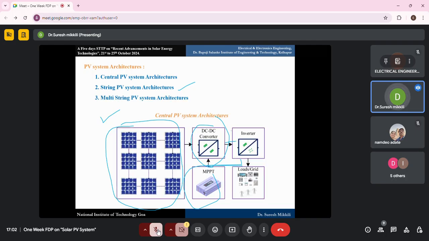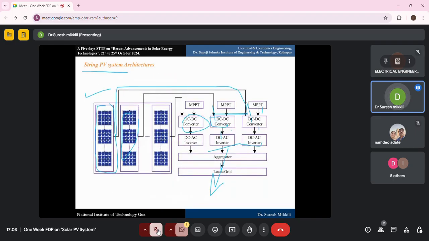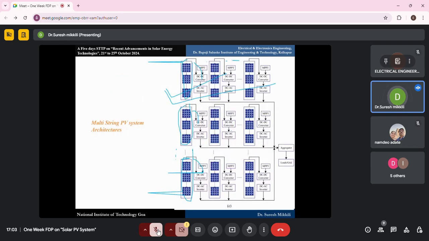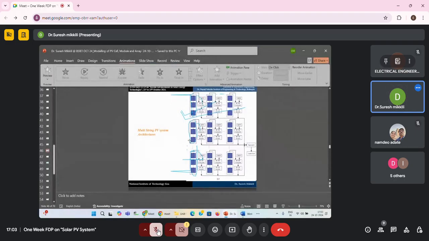The central system is mainly considered for rooftop PV systems, because all panels are together with a small rating. For small ratings, a central inverter is fine. For medium power ratings, like buildings, at string level one converter and inverter can be connected, aggregated. When it comes to big solar plants, multi-string conversions are required. Is it clear? Any queries on this?